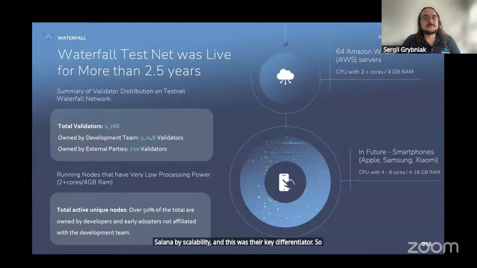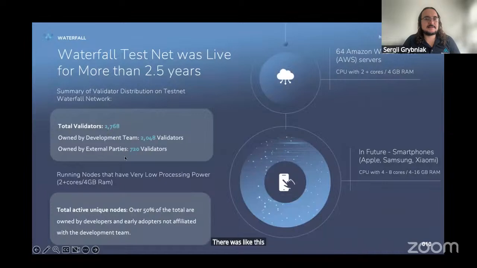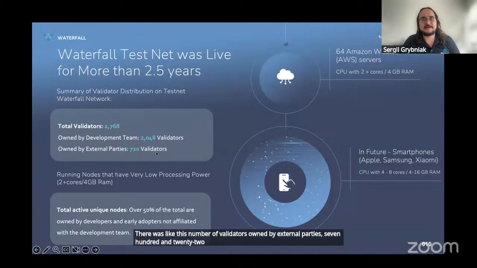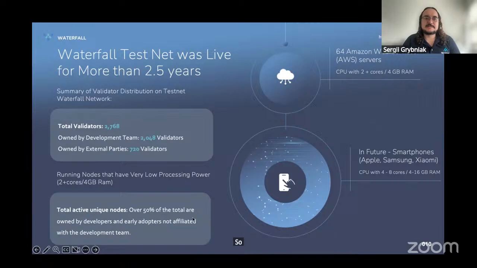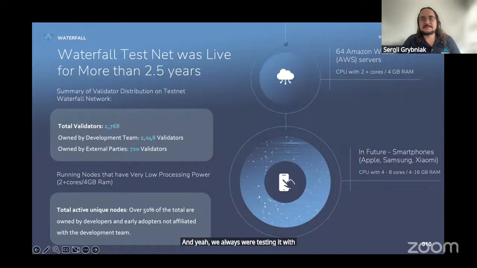So the Waterfall testnet was live for more than 2.5 years. There was this number of validators owned by external parties: 720 validators were owned by the community. More than half of the nodes were also owned by community and developers. So we can say that our testnet was, from a certain point of view, actually controlled by the community. And we were always testing it with these slow devices, 2-core CPU, 4 gigabytes of RAM. So all our performance was achieved on these requirements.